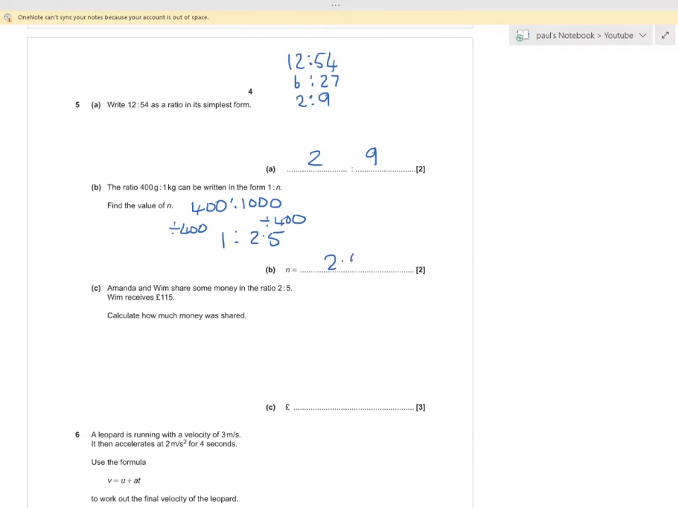Okay, Amanda and Wim share some money in the ratio of 2 to 5. Wim receives 115. How much was shared? So Wim is this side, so there's 115. If I divide 115 by 5, I'll find out how much each part of the ratio is worth, and then for how much money altogether, I need to multiply by 7. So 115 divided by 5 times 7 is 161.